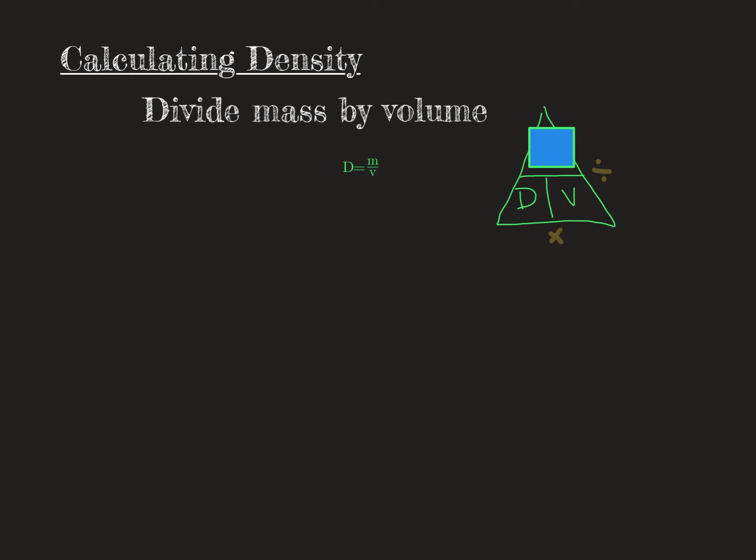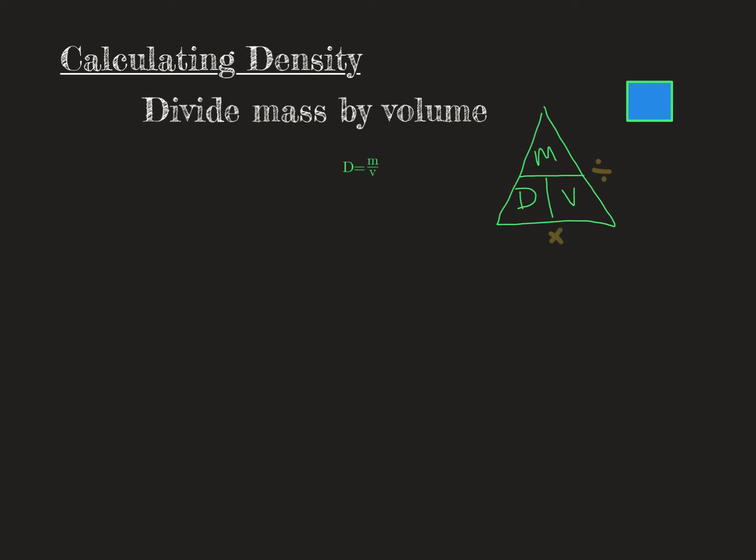And that would leave me with the D and the V. And so therefore I have to multiply them because the vertical line means multiply. So if I were looking for the mass, let me move my cover out of the way, mass would be equal to density times volume.